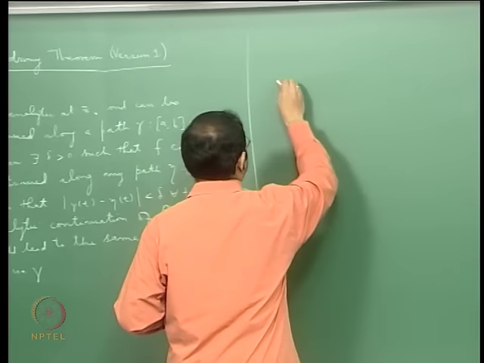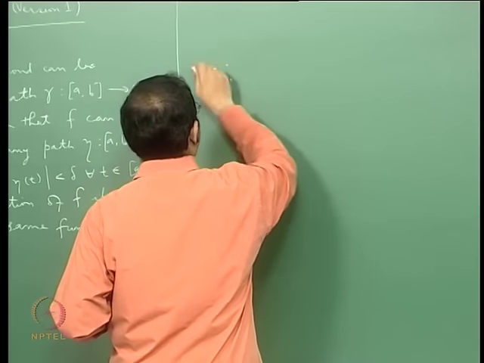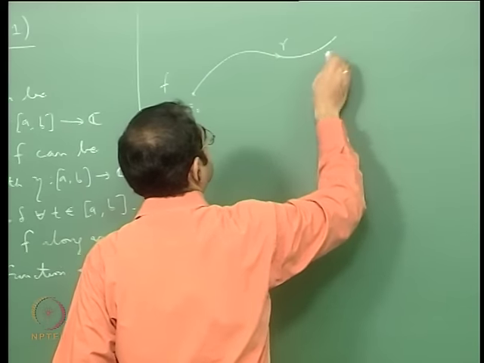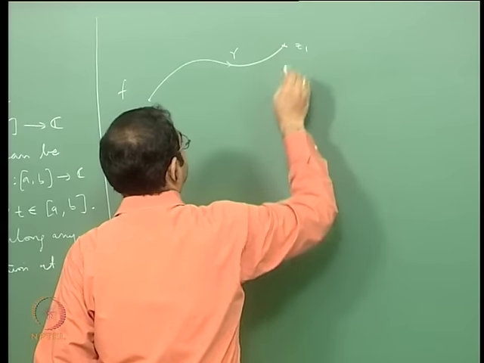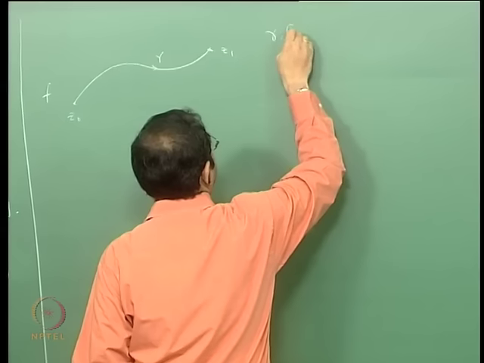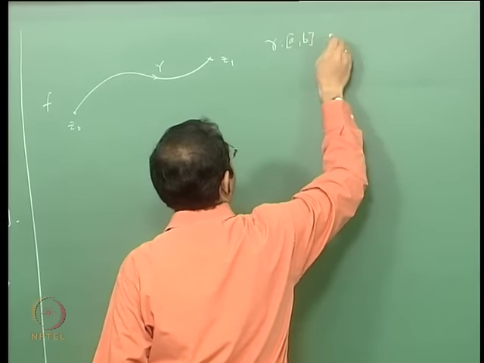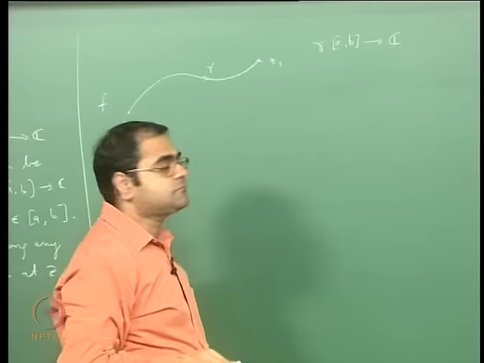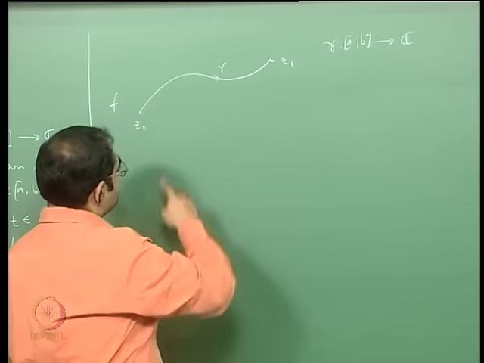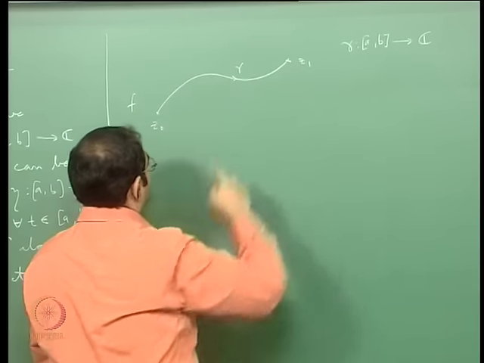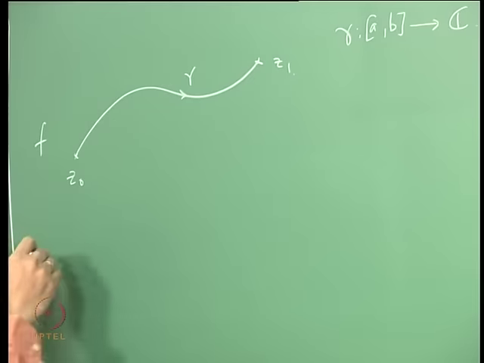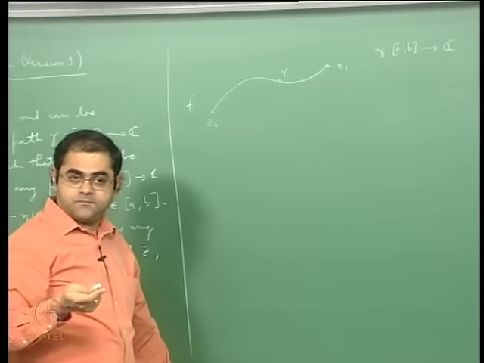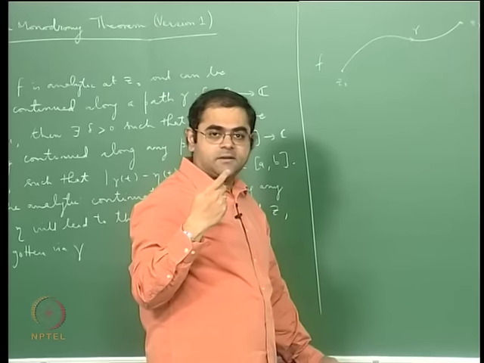So if I draw a diagram, it's something like this. Here is a point z0 at which the function f is given, and I have this path gamma which goes from z0 to z1. Gamma is a function from the closed interval [a, b] on the real line to the complex plane, so it is a parameterized path, and you know that f can be analytically continued along gamma, which means that there is an analytic continuation which is given in terms of a one parameter family of power series.